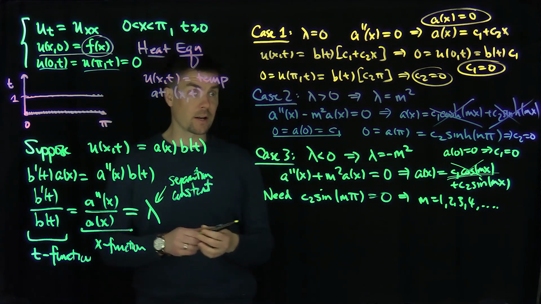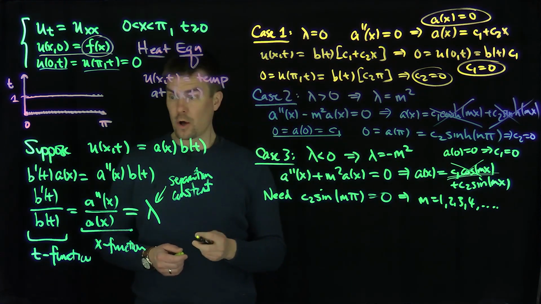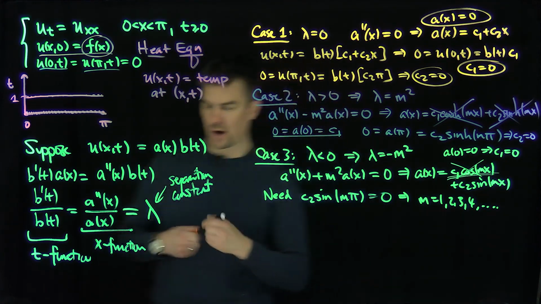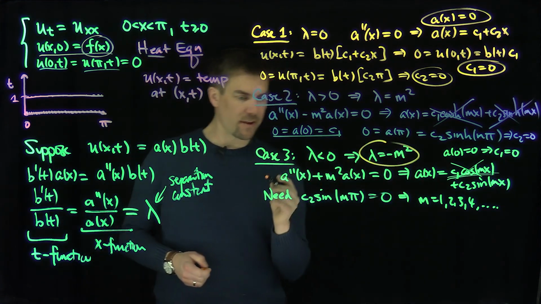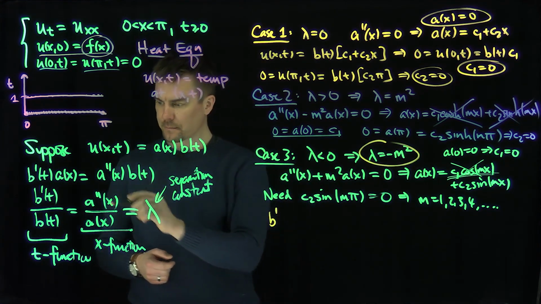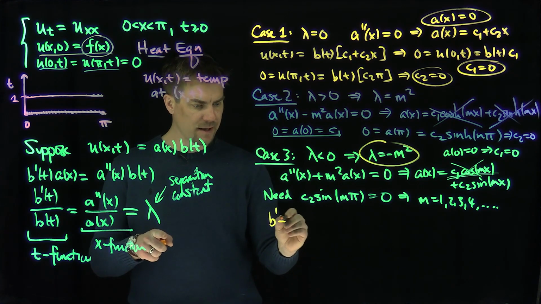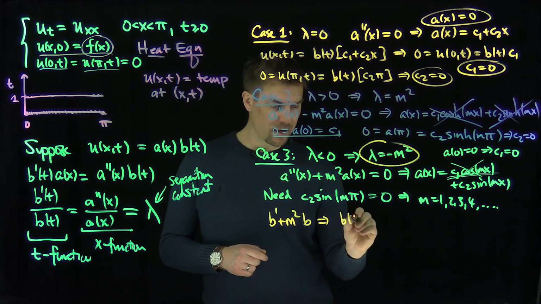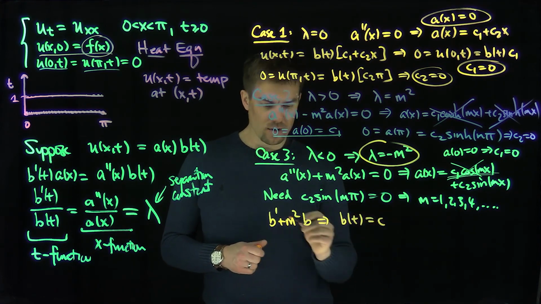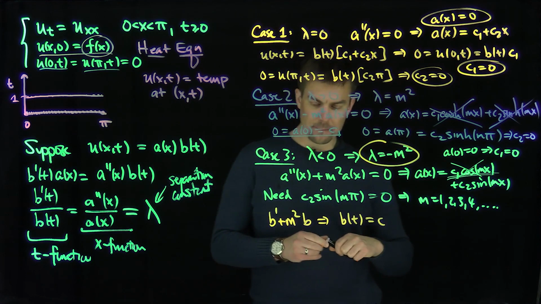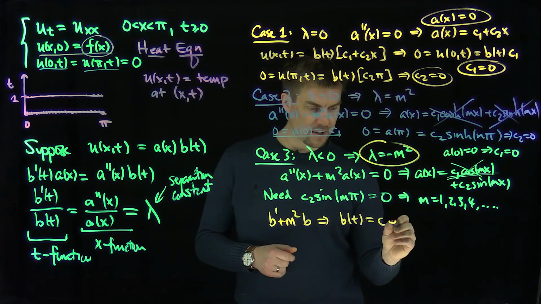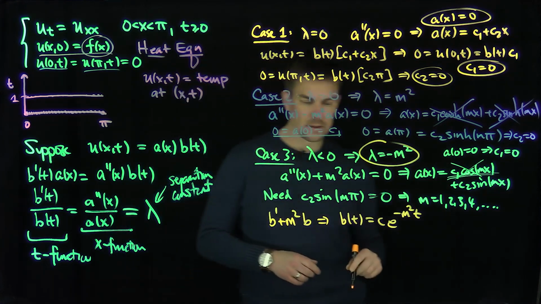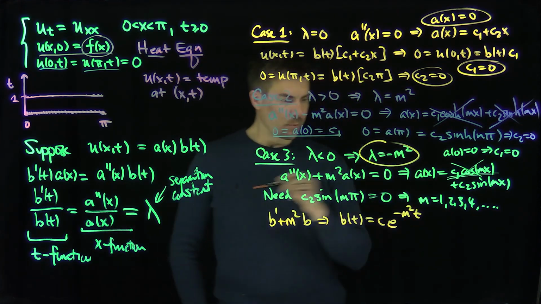Now I can basically get a collection of these things. So for those values of m, what's the corresponding solution to the b equation? Well, in this case, if lambda is equal to negative m squared, then b prime is going to be positive m squared b. And this is easy to solve. This says that b of t is going to be a constant e to the negative m squared t. Okay, excellent. All right, that's just, of course, solving the simple ODE.